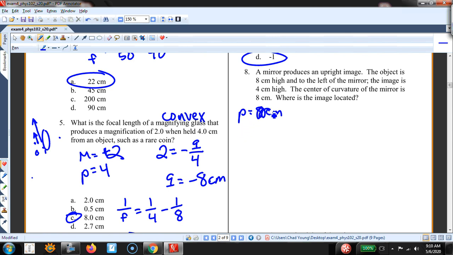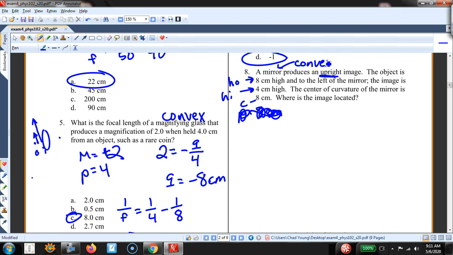I'm sorry, that's not P. I'm sorry. So this is HO. This is HI. And the center of curvature, which we'll call C, is 8. So first of all, we need to recognize that this image is half the size of the object, and it's an upright image. That means that this has to be a convex mirror.